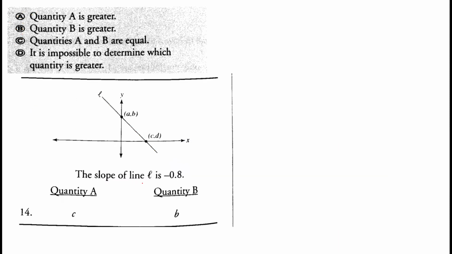The slope of line L is minus 0.8. Now one thing for sure, at this point A is 0, and over here D is 0. Now this is 0 minus B and C minus 0. So this is the slope: minus B over C. This is equal to minus 0.8.